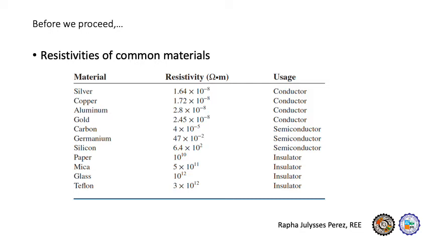Moving on in the table, we have carbon, germanium, and silicon. These are semiconductors. They have larger resistivities compared to our conductors, so we will not discuss them in this course. We also have four examples of insulators here: paper, mica, glass, and Teflon, which have very high resistivities. Hence, they are insulators.